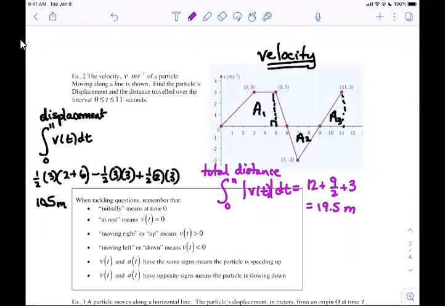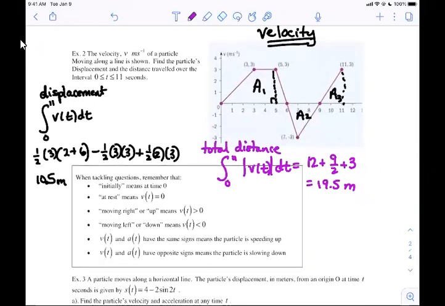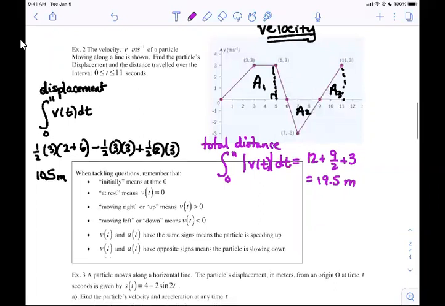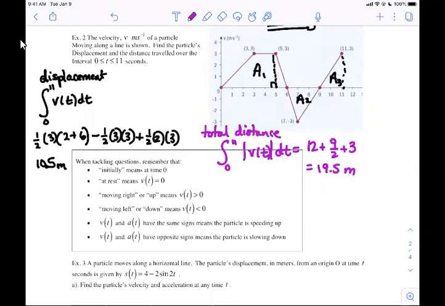All right, so big idea here, an integral is the area under the curve. If the area is below the x-axis, that's represented by a negative, okay? When tackling questions, remember that initially means at time equals 0. At rest, velocity is 0. Moving right or up means the velocity is positive. Moving left or down means the velocity is negative. If velocity and acceleration have the same signs, it means the particle is speeding up. If velocity and acceleration have opposite signs, it means the particle is slowing down.